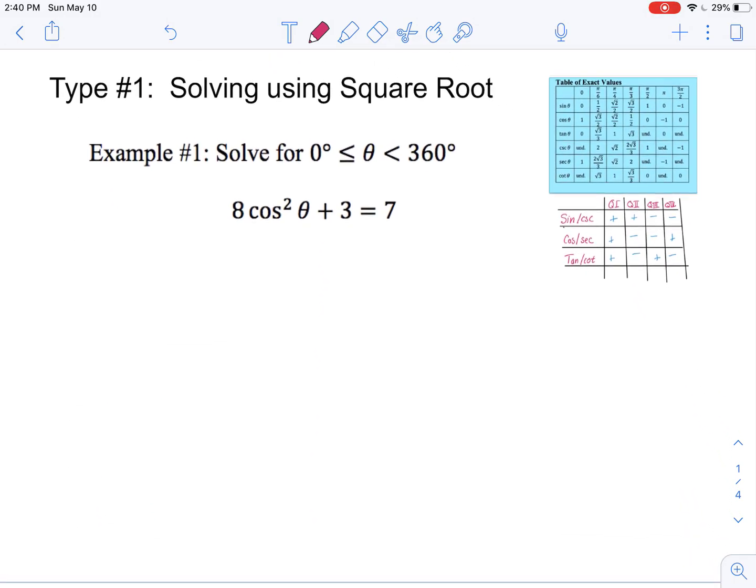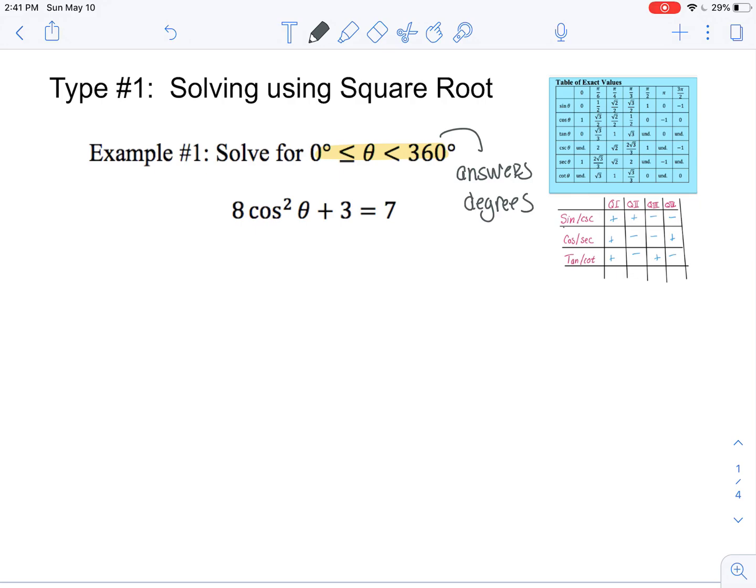So type 1, solving by the square root property. So we use the square root property when we don't have a b term, when we're in the form ax squared plus c. So you'll notice we just have a cosine squared theta. We don't have a cosine theta. So I'm going to solve this by using the square root property. First thing that I notice is I'm looking for angles between 0 and 360 degrees, so I know my answers will be in degrees.